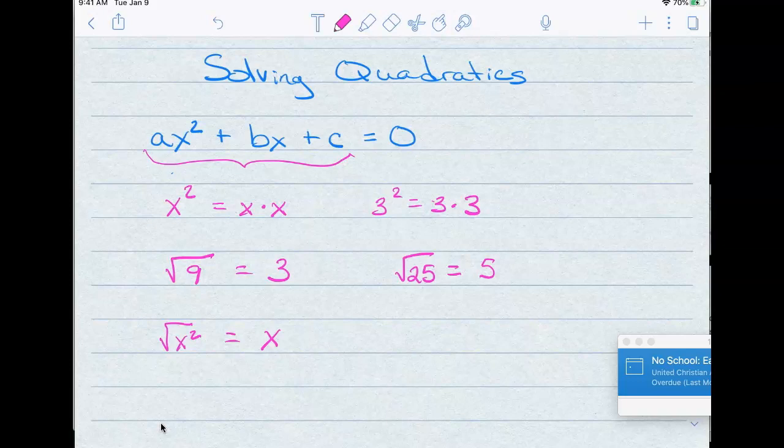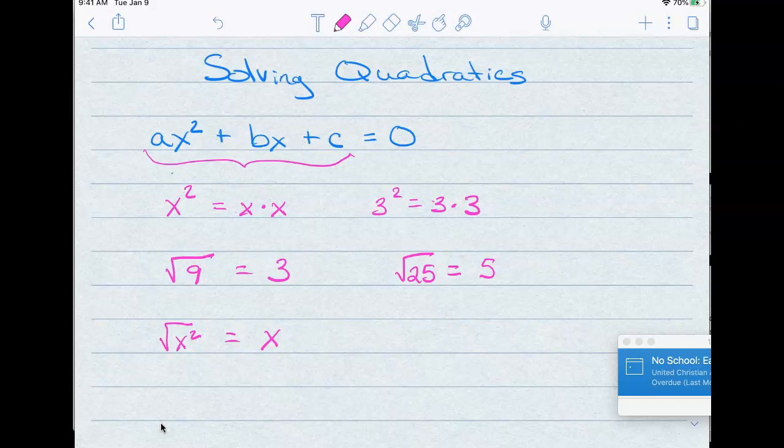So what I'm trying to get you to see is just like addition undoes subtraction, it's the opposite function, and multiplication is the opposite function of division, square root is the opposite function of squaring, if that makes sense. Hopefully by the end of this, you'll have seen enough examples that it'll start making sense.